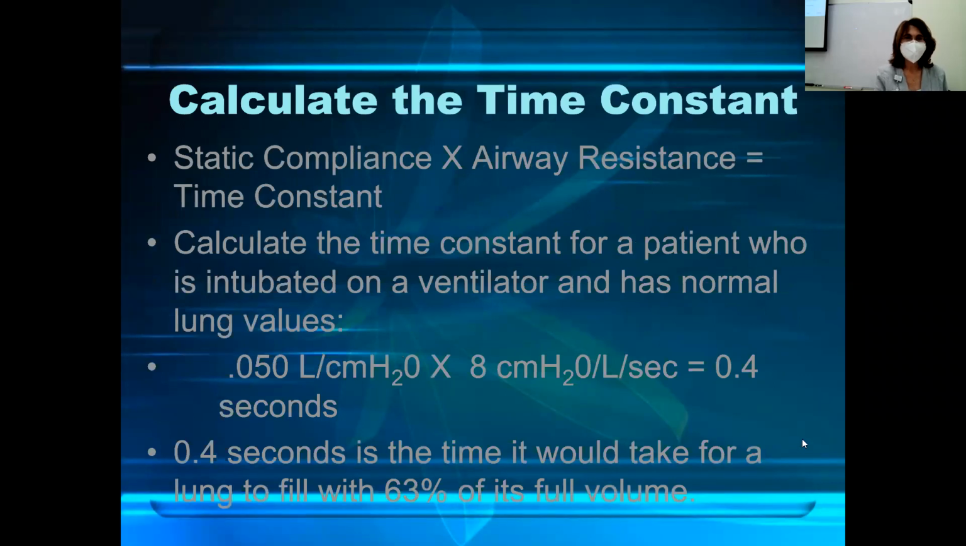There's another formula. So how many formulas have I given you so far? I gave you dynamic compliance, static compliance, airway resistance, and now time constant. So you've got 4 formulas to practice on. Time constant is taking the static compliance, multiplying by airway resistance. So when you take those two, you're going to come up with the amount of time that it takes to fill the lungs up.